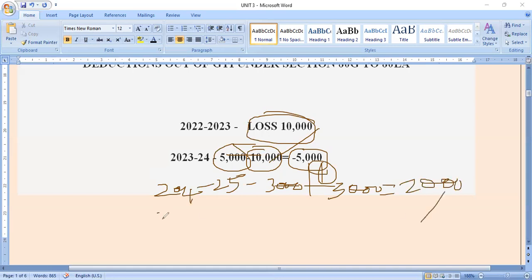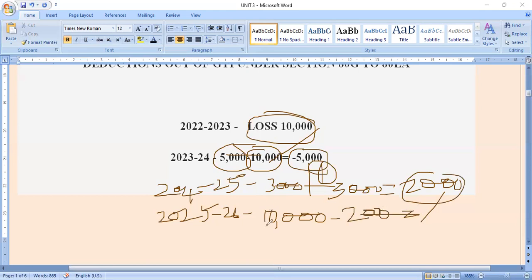This 2,000 again, in 2025-26, if at all income is there. Let us take for example in this year 10,000 rupees income came from house property. From this 10,000, this 2,000 you can deduct. And in the gross total income, you can add only 8,000. So like this, up to this 10,000 rupees loss, up to next 8 years, you can go on showing.